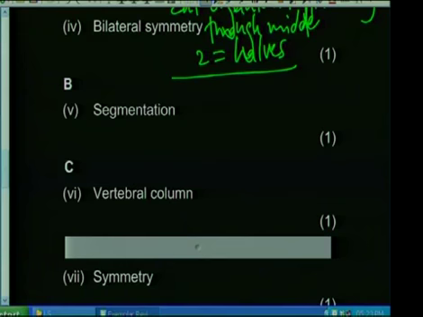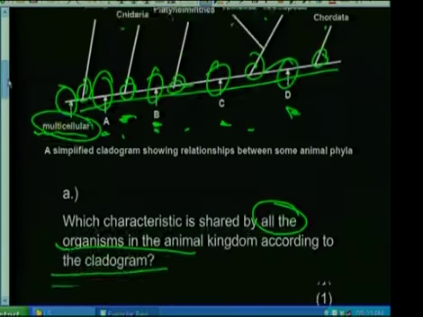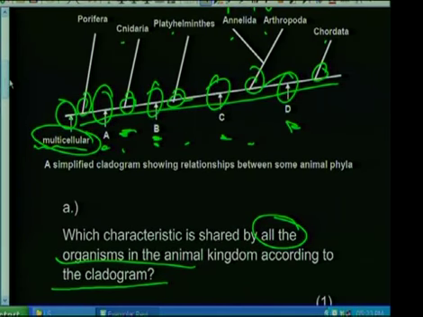Next one talks about segmentation. Where did segmentation come in? From C. Again, after the platyhelminthes, but before the Annelida. Annelida, segmented worms. Platyhelminthes, flatworms. Annelida, segmented worms. Their body is made up of segments. So that's at point C.